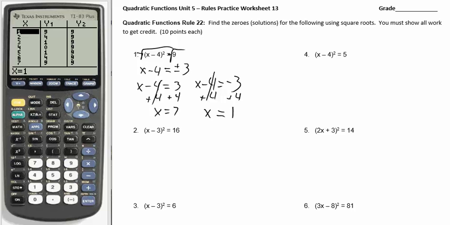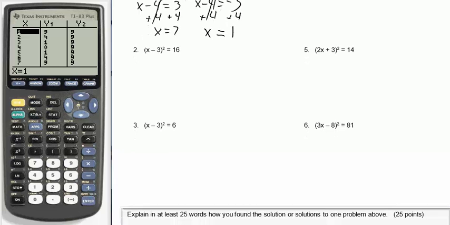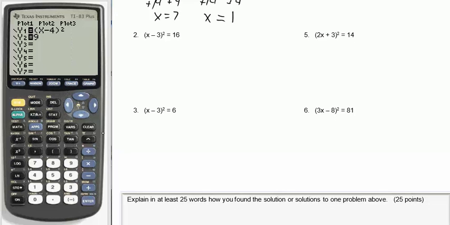All right, so let's go on down. Let's try this one, number 3. Let's do the same thing. Let's do it on the calculator first. But then you're going to need to do it in writing, by hand, to get credit for this. Squared, oops. Sorry, that should have been x equals 6.